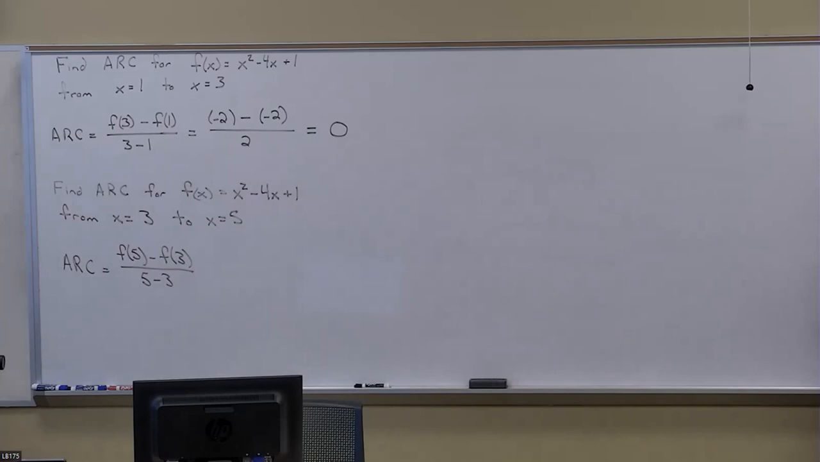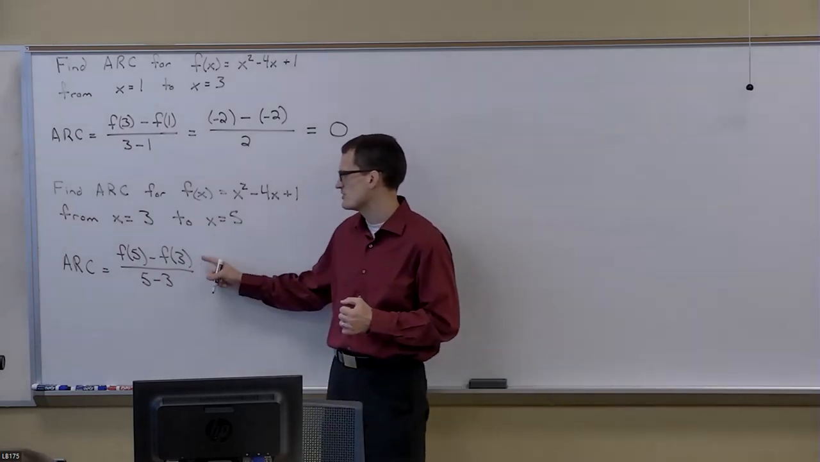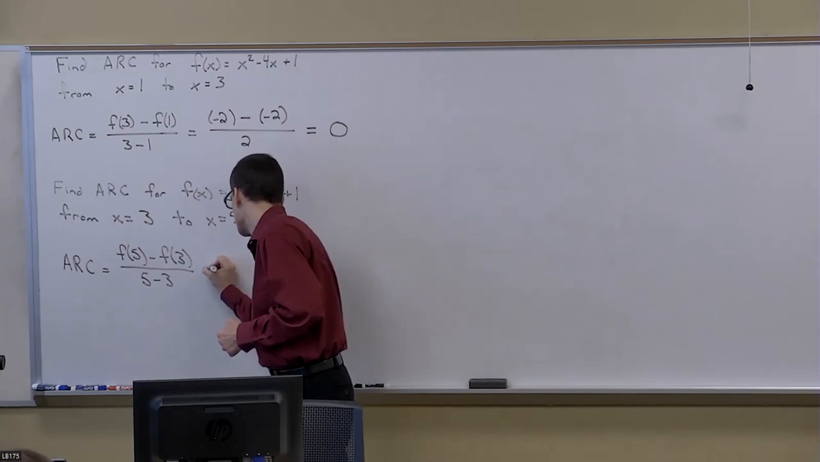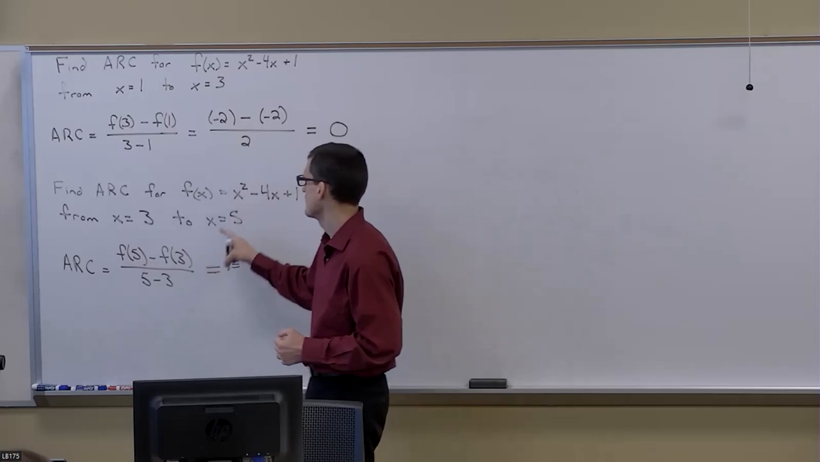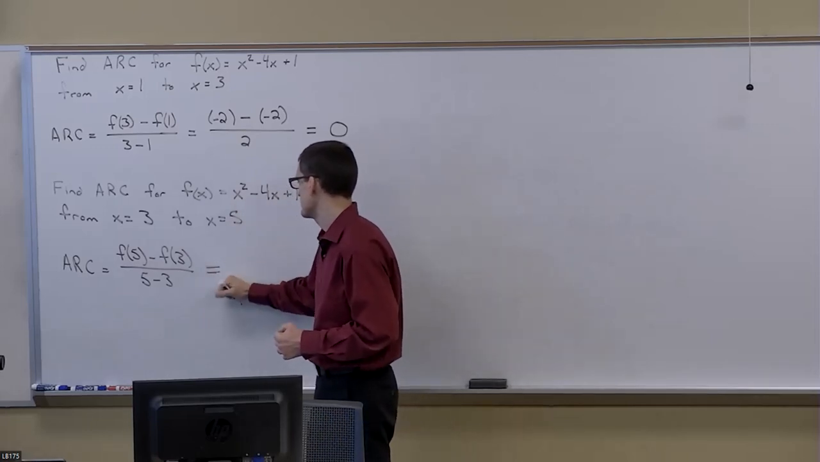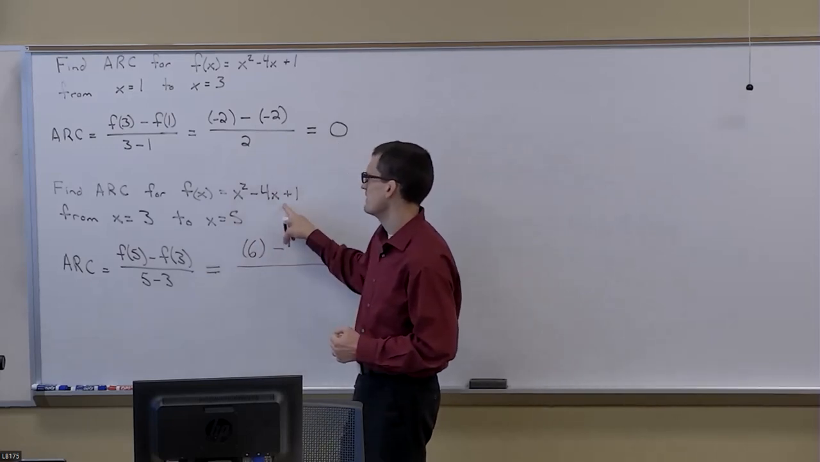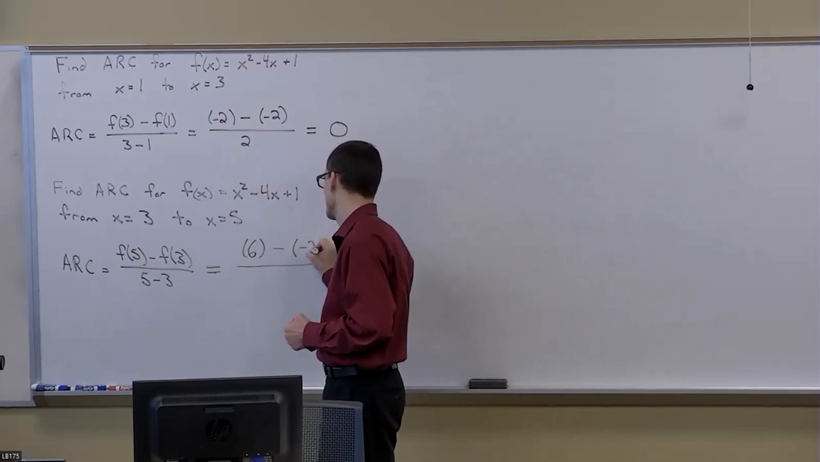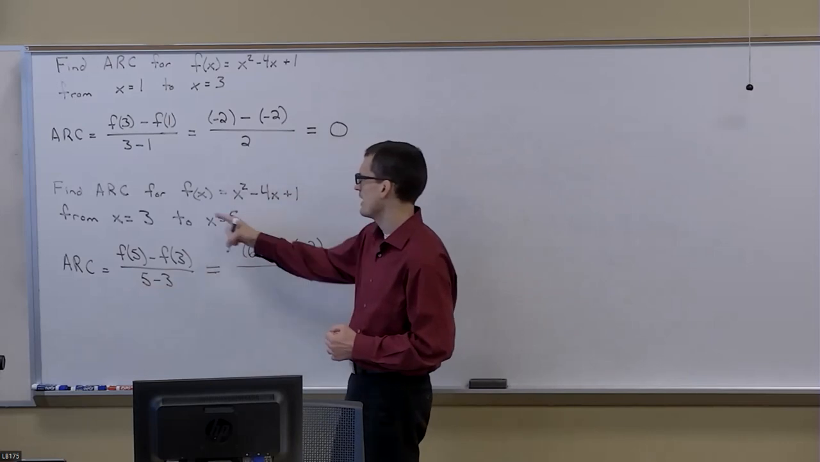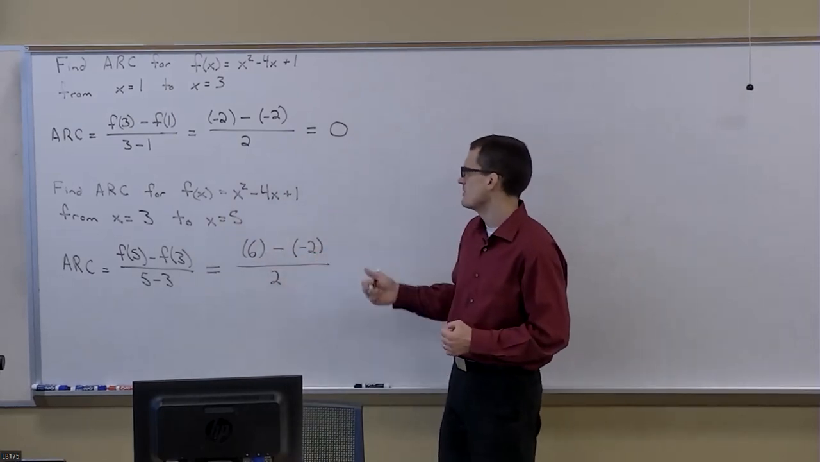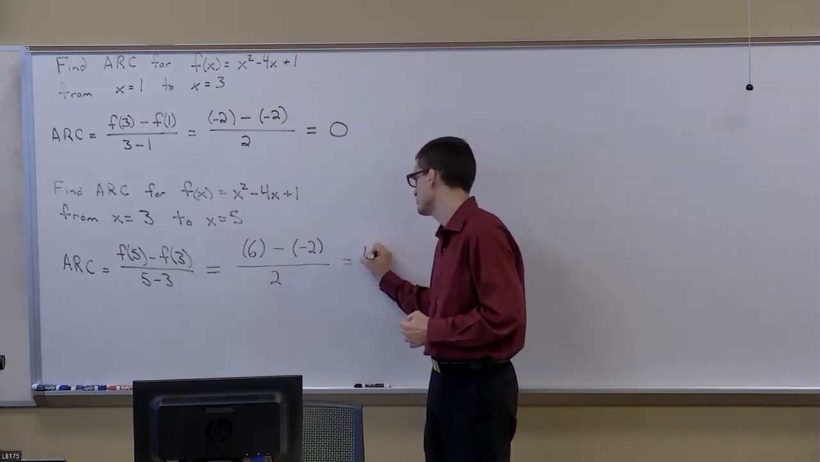All right, so on this one, average rate of change, difference in Y values divided by difference in X values, right? So change in Y values divided by change in X. We find the Y values by plugging in the 5 and the 3 into our function. So when you plug in 5 into this function, you get 6. When you plug in 3 into this function, you get a negative 2. And then the difference in the x values, 5 minus 3, is a positive 2 there. 6 minus a negative 2 is 8, divided by 2 gives you an average rate of change, which is 4.